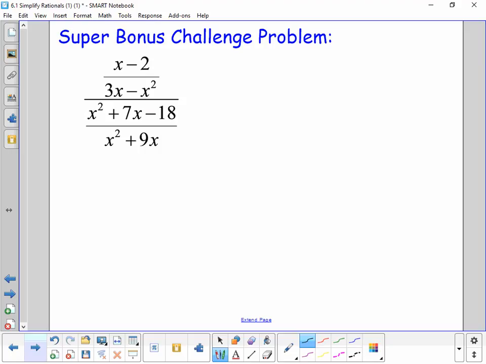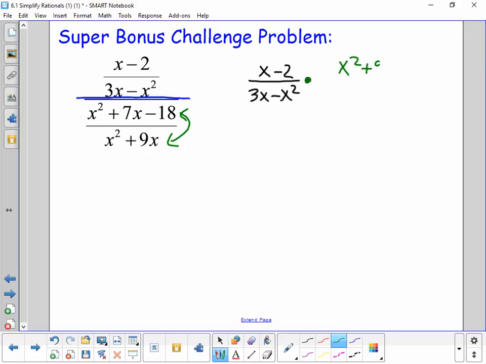All right, so we have a super bonus challenge problem, and it looks really hairy, but it's not too bad. This is another way of writing division by fraction. So I've got a fraction divided by a fraction. Well, if I have a fraction divided by a fraction, that's the same thing as multiplying by the reciprocal. So I'm going to leave that first fraction the same. But the second fraction, if I do the reciprocal, I can turn that into multiplication.